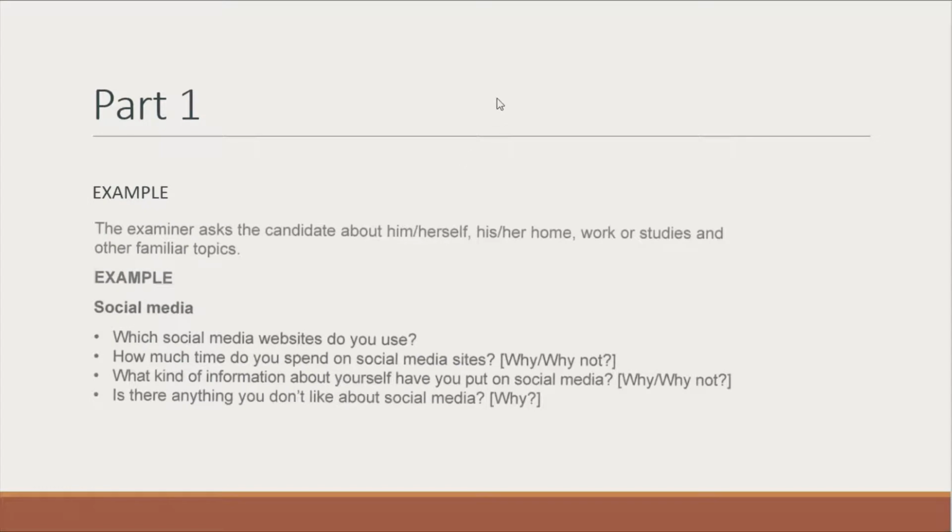Now talking about part 1. Part 1 is very simple. I mean, look at it. The examiner asks the candidate about himself or herself, his or her home, work or studies and other familiar topics, right? And then after that the examiner asks about something. For example, in this case, this is an example of social media. Like, which social media websites do you use? How much time do you spend on social media sites?